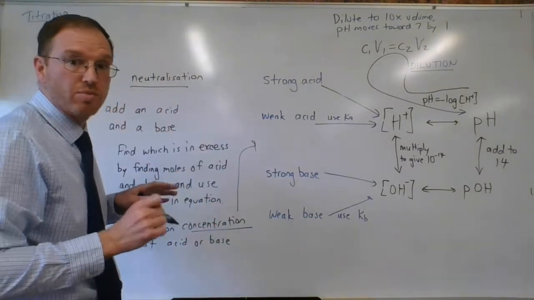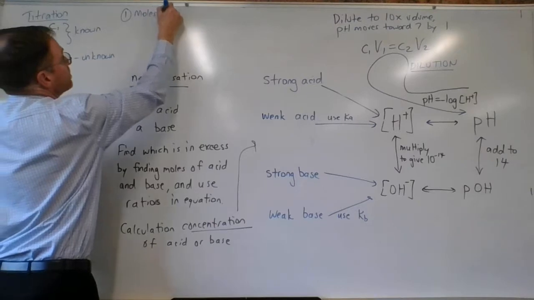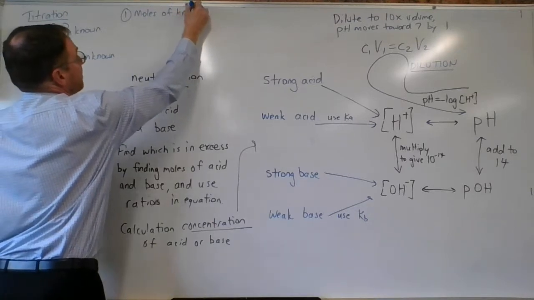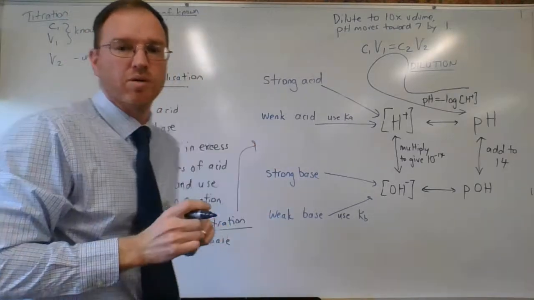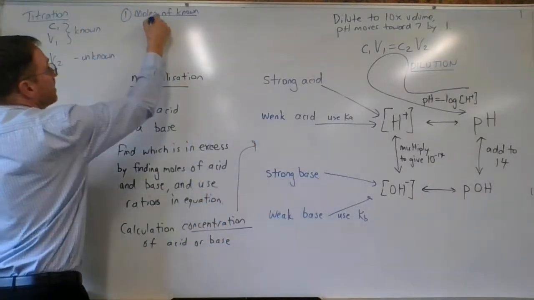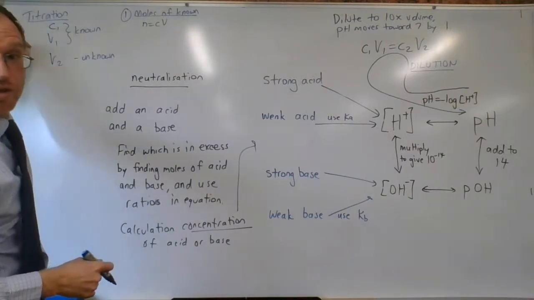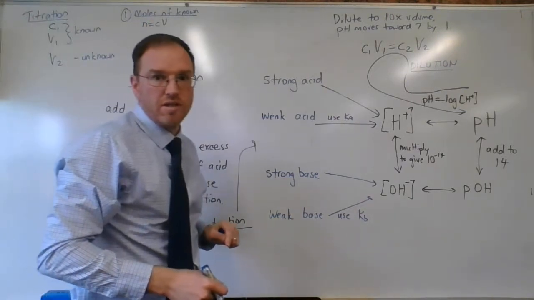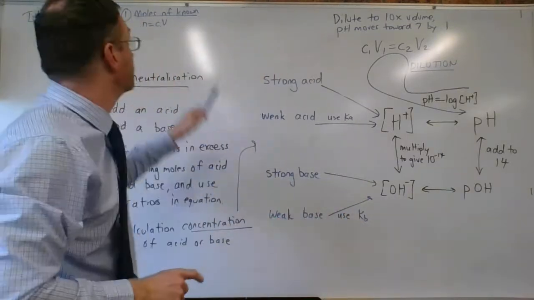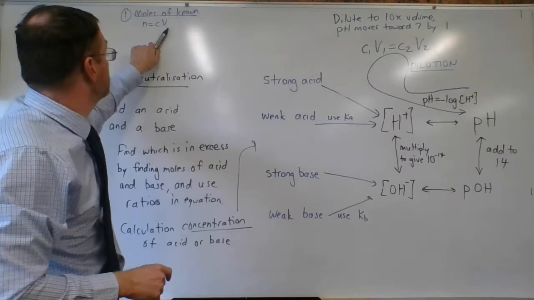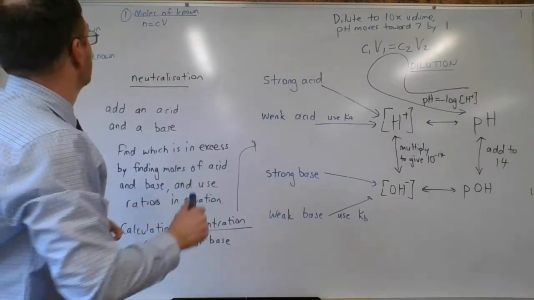So what are we going to do? How do we process it? First step, we find the moles of the known. Whatever the solution is with a known concentration, find how many moles. And that's very easy. Number of moles is concentration times volume. You're given concentration, you're given volume, N equals CV. Now, be careful of units. It's best always to work in litres. So change your volume to litres. Concentration should be moles per litre. You get a number of moles.